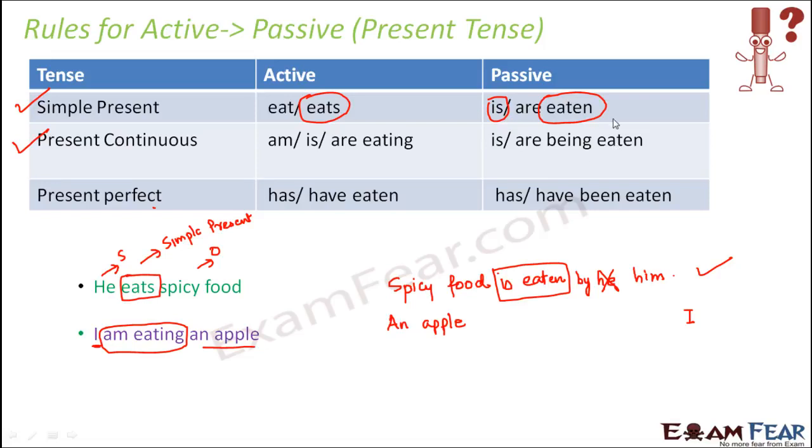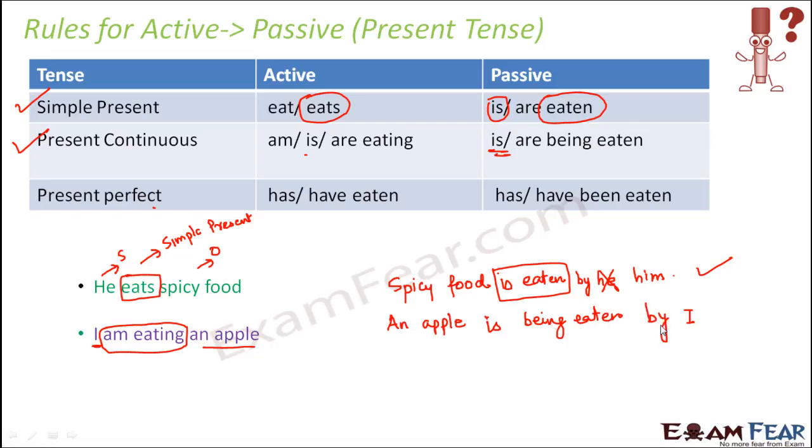So basically what is happening is, if you see that it was eats, eats got converted to eaten. Why? In the past participle form. That is eat, ate, eaten. Right? So it has got converted to the past participle form. So in this case, this will be an apple. Apple is singular. So this is. So an apple is being eaten. So am eating will get converted to is being eaten.